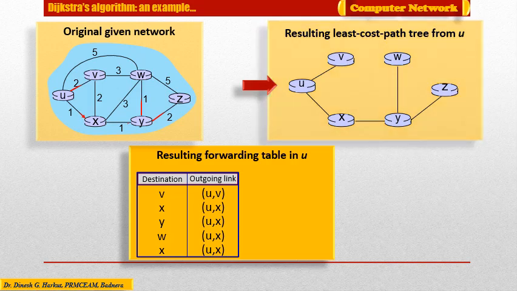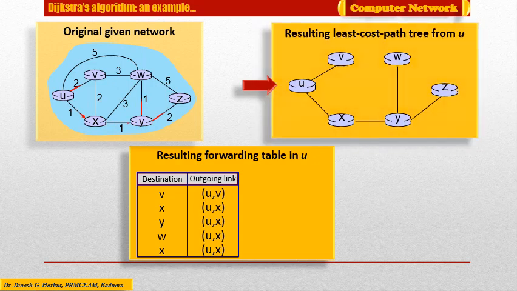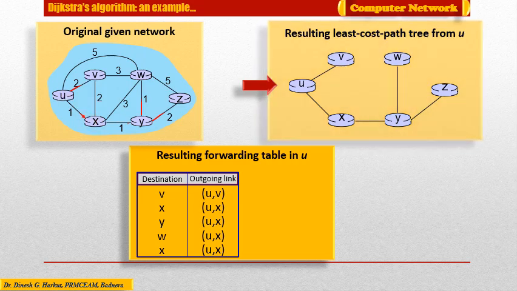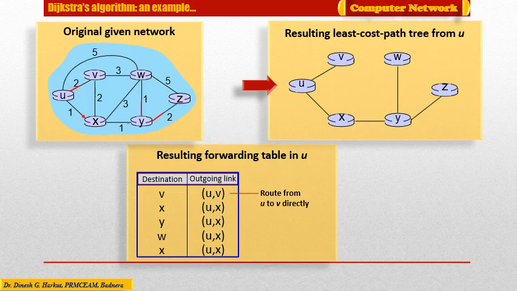If the destination from node U is V, then the outgoing link is UV. For all the rest of the nodes, that is X, W, Y, and Z, the outgoing link is UX, UX, UX. This is a route from U to Y directly. There is a direct link, and for all other nodes, the destinations are reached through this node X.